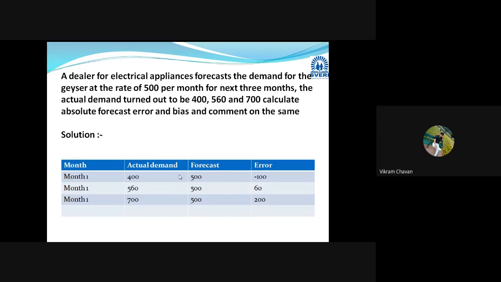So let me conclude one thing: whether this error is a positive error or a negative error. Obviously, it is a negative error. So we can say that for month one, the forecast is an over forecast. This type of forecast will be considered an over forecast. The forecasted value is more than the actual demand, so we get a negative error. So in case of over forecasting, we get a negative error, so minus 100 will be the error.